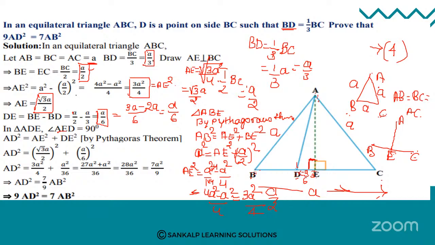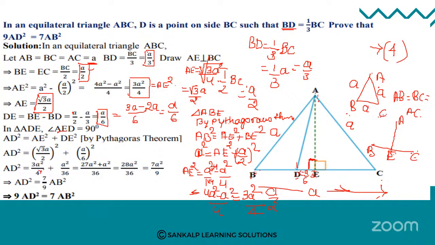What is the DE value we have? Check once here. We just calculated it. DE value is A divided by 6. Okay, A divided by 6 whole square, right? Root 3 square is 3. A square is A square. 2 square is 4, right? 3A square divided by 4 plus A square divided by 6 square, which is 36. Now 4 and 36 LCM is 36, right?